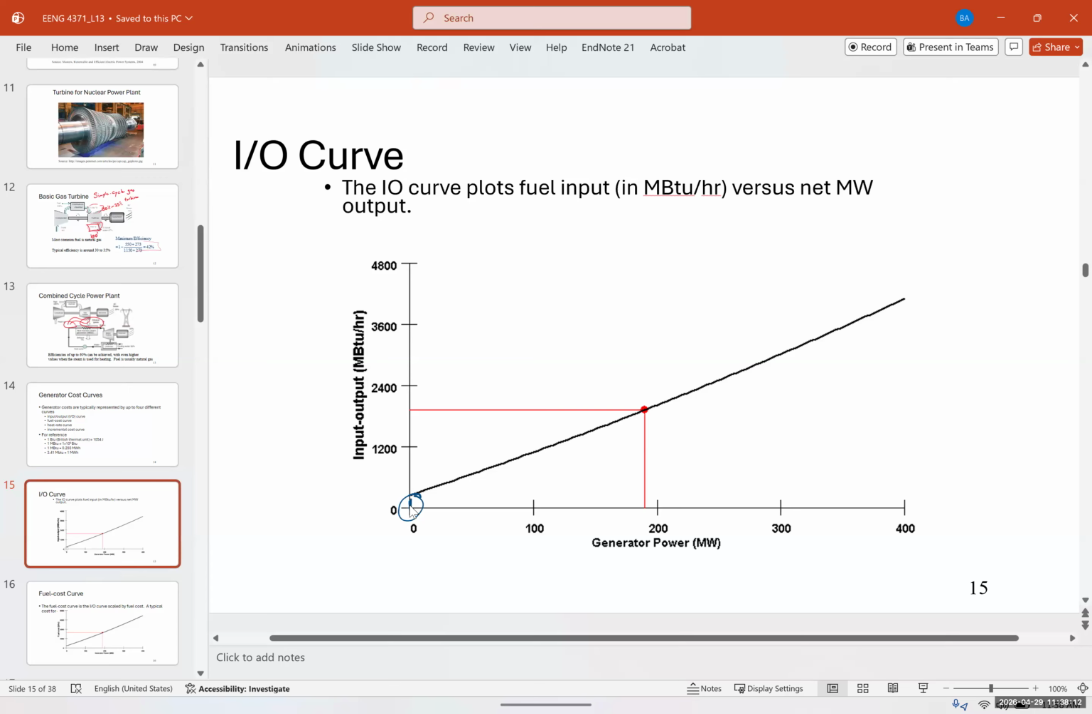And you can see here. Now, what does this mean? Why is it non-zero, even if we don't have any output? We're still burning fuel, but we don't have any output. Zero output, we're still burning fuel. What is this? I'm sorry?